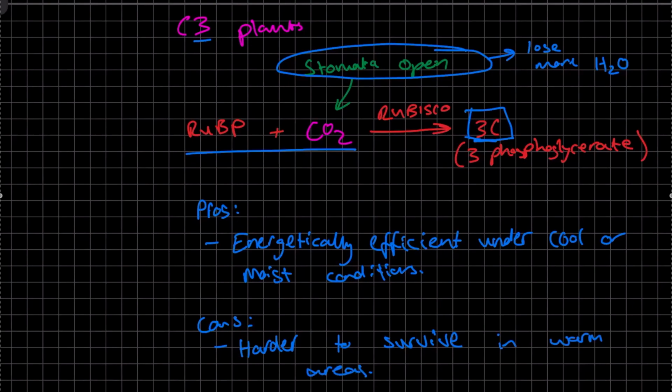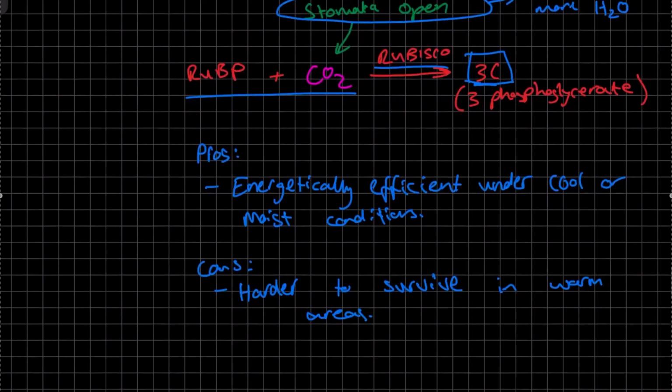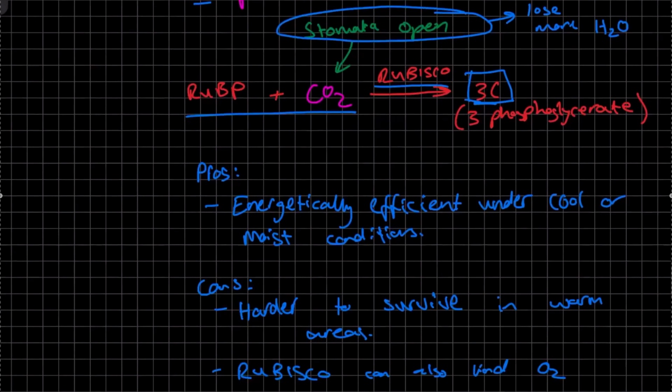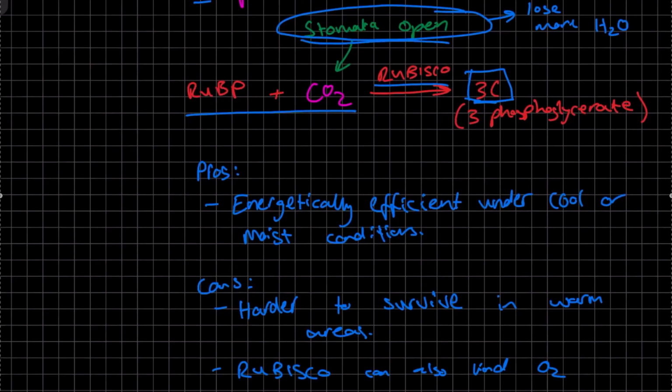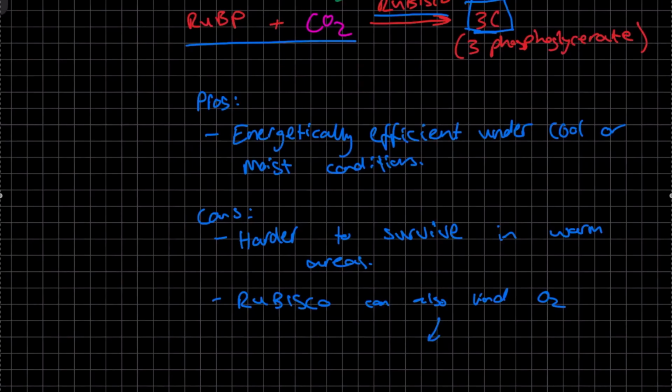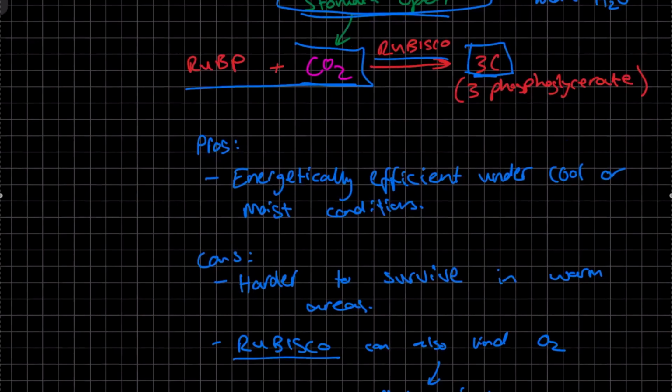Another disadvantage of these types of plants is that all Rubisco molecules found in any plant, whether it be C3, C4, or CAM, can also bind O2. So the Rubisco can also bind O2 when our stomata are open. If Rubisco binds O2, it allows for the process of photorespiration to occur. This is inefficient for photosynthesis because for photosynthesis to occur, we want Rubisco to only bind carbon dioxide. So if the stomata are open and gas exchange of carbon dioxide and oxygen is occurring, we would only want carbon dioxide to bind to this Rubisco.